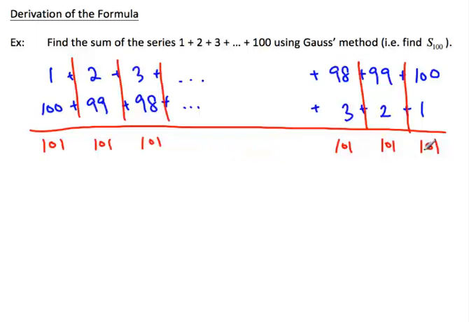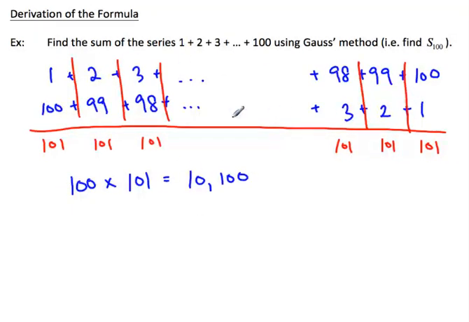Now, how many columns do we have? Well, we've got a column with a 1 at the top, a column with a 2, all the way up to a column with 100. So we've got 100 columns. So we have 100 columns, and each column totals 101. That means that the total of all of those numbers is 10,100, just 100 times 101.